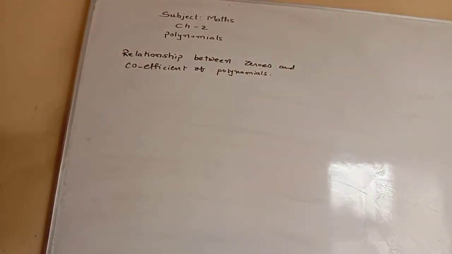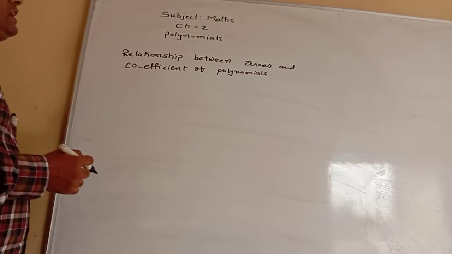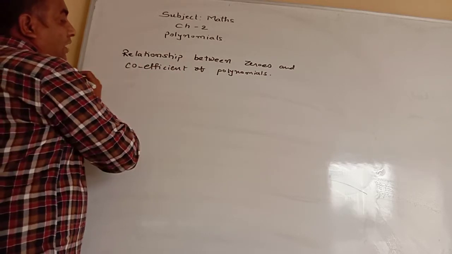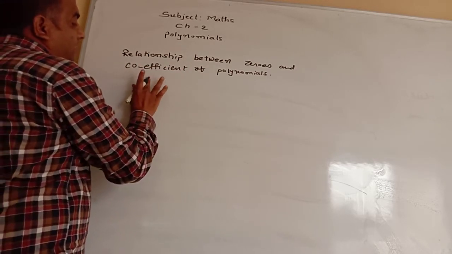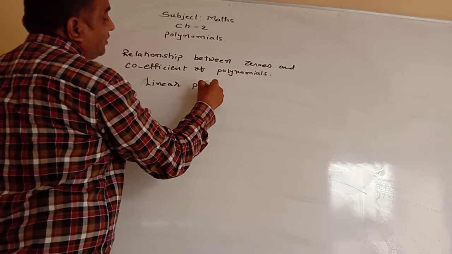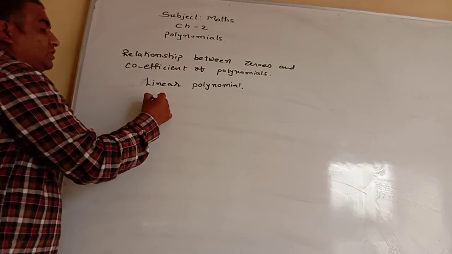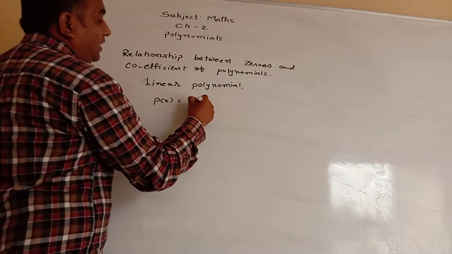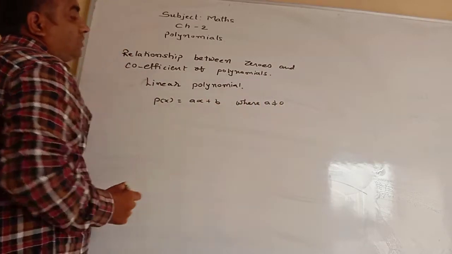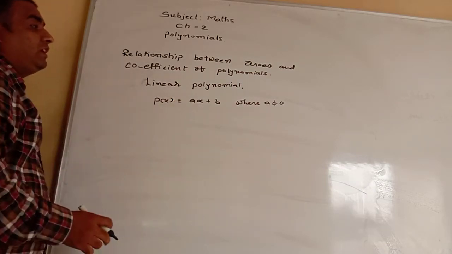So we know that a zero means that for that value of x, the polynomial value becomes 0. That is, the value of x is said to be a zero of the polynomial. First we will study the linear polynomial. We have studied that p(x) equals ax plus b, where a not equal to 0. An equation which has degree 1 is called a linear polynomial.